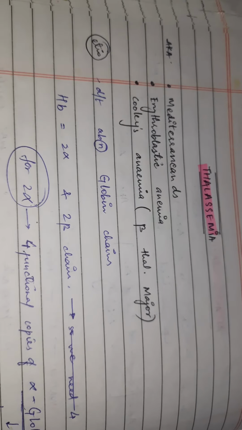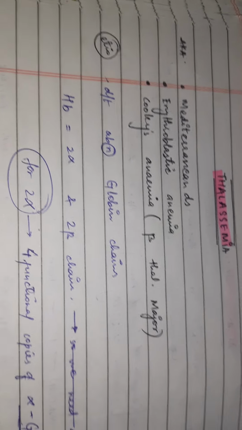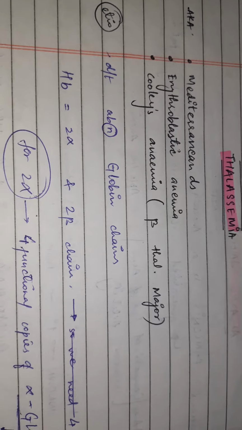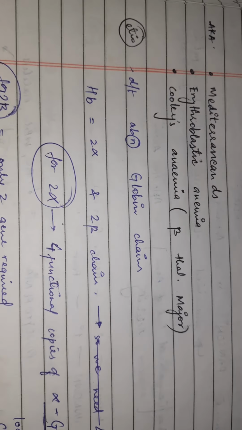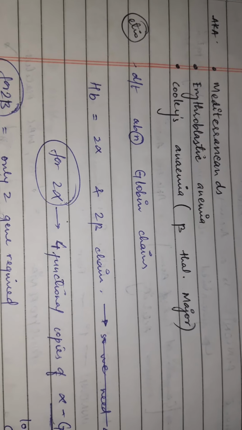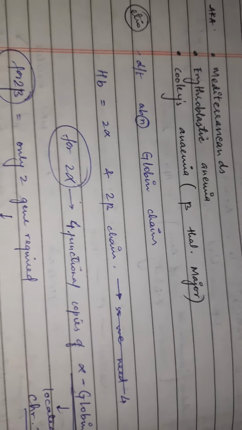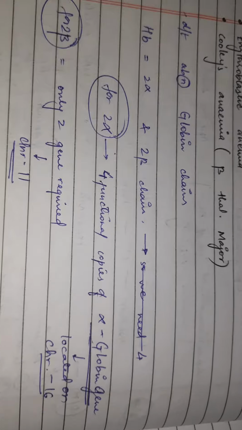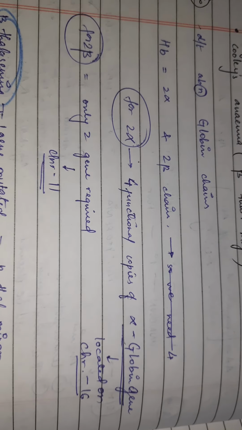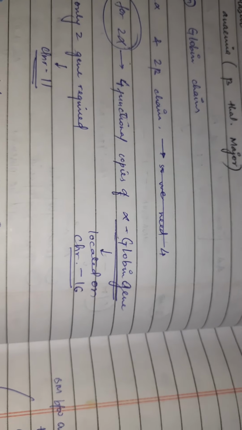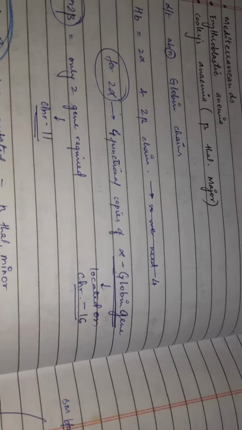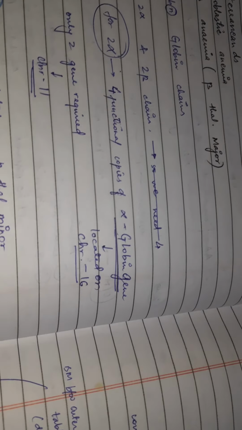It is also called Mediterranean disease, erythroblastic anemia, or Cooley's anemia. Beta thalassemia major is called Cooley's anemia. Etiology is due to abnormal globin chains. Hemoglobin has 2 alpha and 2 beta chains. For alpha, there are 4 functional copies of the alpha globin gene located on chromosome 16.